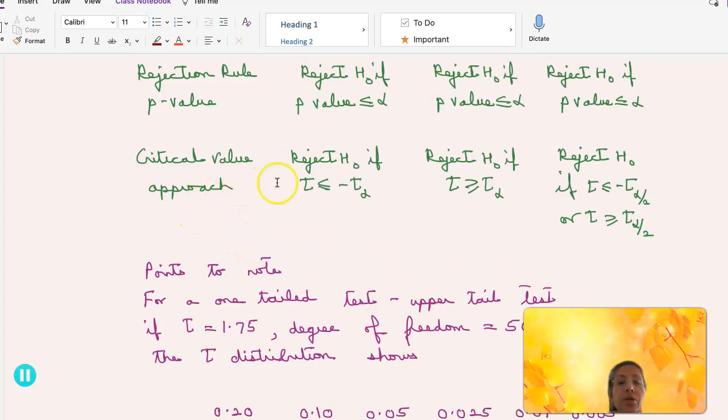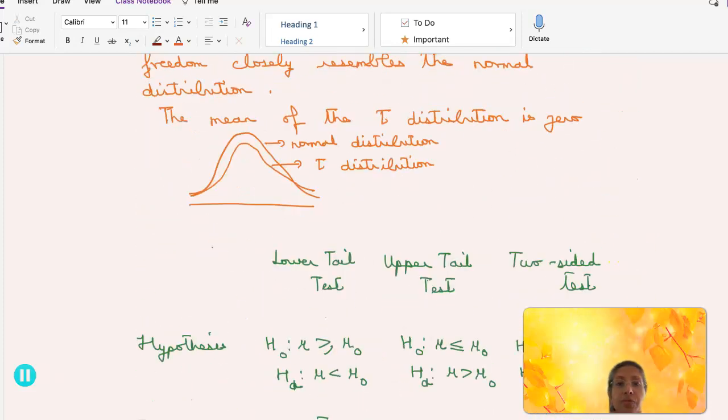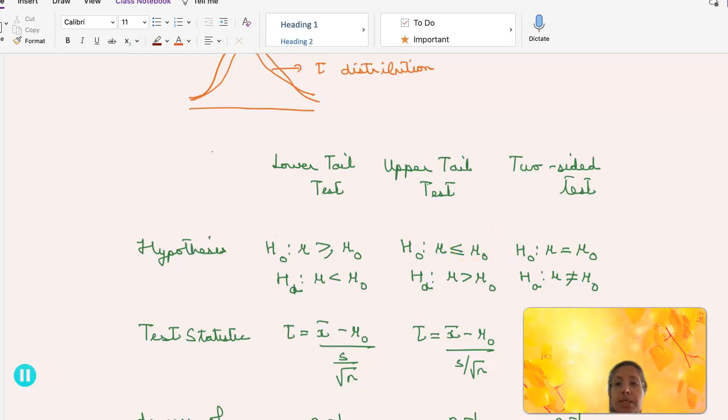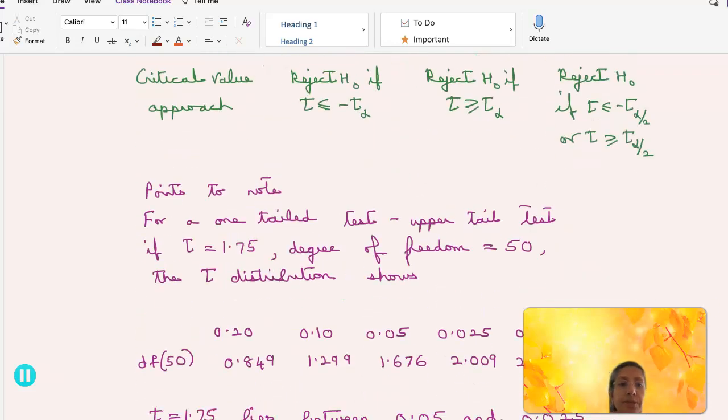And in the critical value approach, for a lower tail test, you reject the null hypothesis if t is less than or equal to minus t alpha. For an upper tail test, we reject H0 if t is greater than or equal to t alpha. And for a two-tail test, we reject H0 if t is less than or equal to minus t alpha by 2 or t is greater than or equal to t alpha by 2. So we have seen the values for a lower tail test, upper tail test, and a two-sided test.